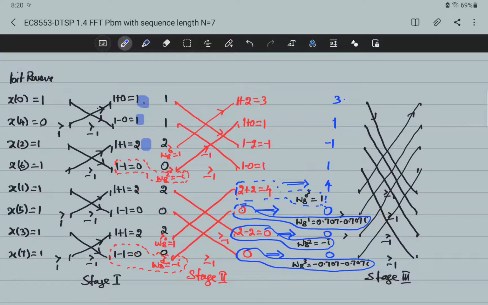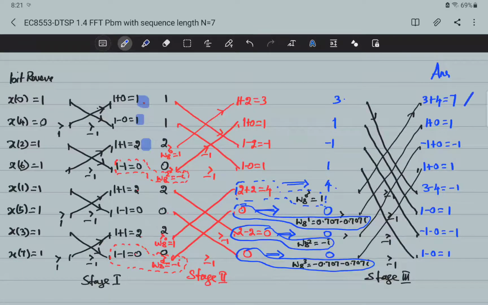So now you have to go for the answer. So 3 and 4 become 3 plus 4 is 7, and 3 minus 4 becomes minus 1, and 1 and 0, so it is 1 plus 0 is 1, and 1 minus 0 is 1. Then you have minus 1 plus 0, so minus 1 plus 0 is minus 1, and minus 1 minus 0 is minus 1. Then you have 1 plus 0 is 1, and 1 minus 0 is 1. Therefore this is your answer.